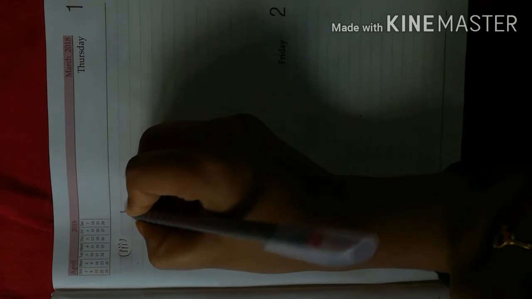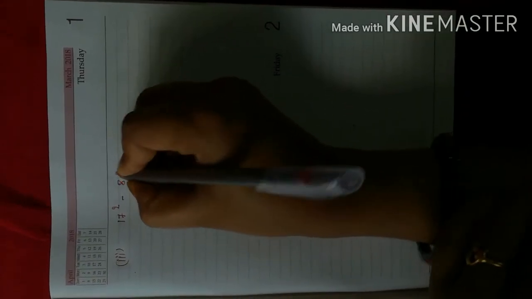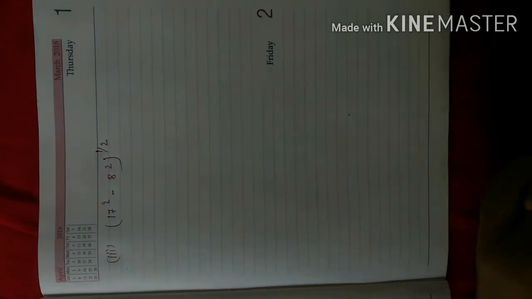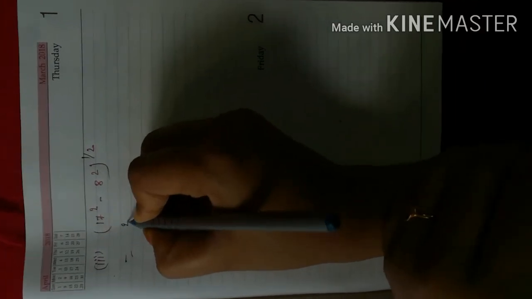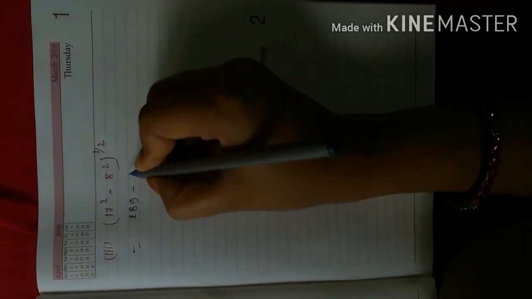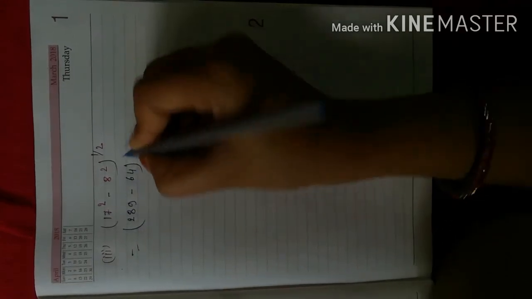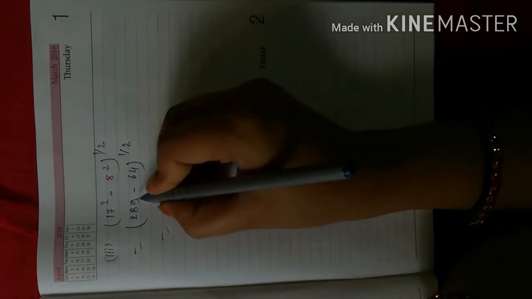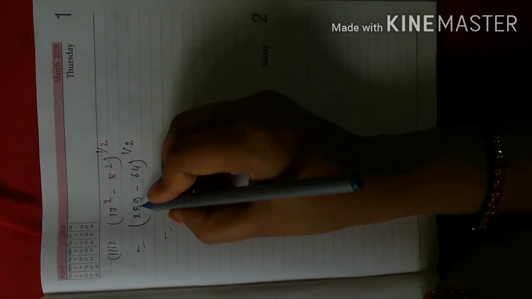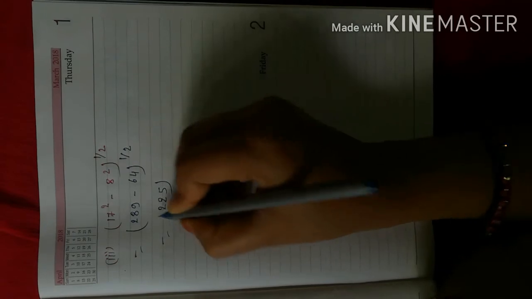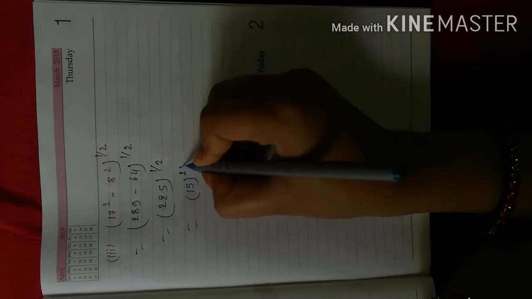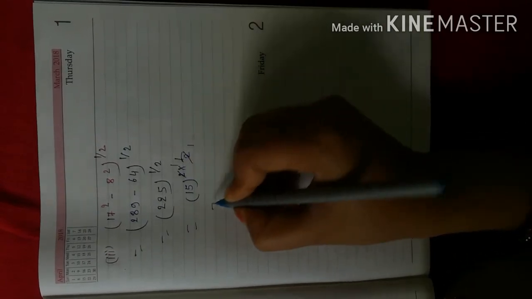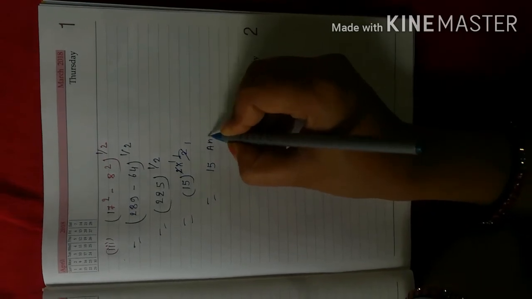Our third part is (17 square minus 8 square) whole to the power 1 by 2. We can write square of 17 equal to 289 minus square of 8 equal to 64, whole to the power 1 by 2. Now we will subtract: 9 minus 4 equal to 5, 8 minus 6 equal to 2, and 2 minus 0 is 2. 225 is the square of 15, so we can write 15 square into 1 by 2. 2 will be cancelled. In this way we will get the answer 15.